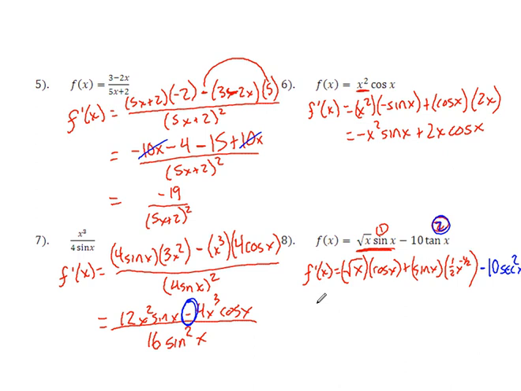From there, again, just simplifying, root x cosine x is the first term. This will become a 1/2 sine of x times, we also have that times x to the negative 1/2. If you have that flipped around, that's fine. And then again, minus 10 secant squared of x. That's what we want to do for number 8.